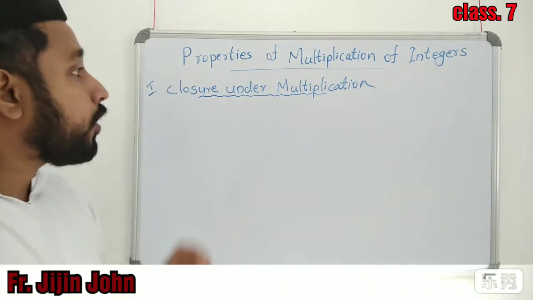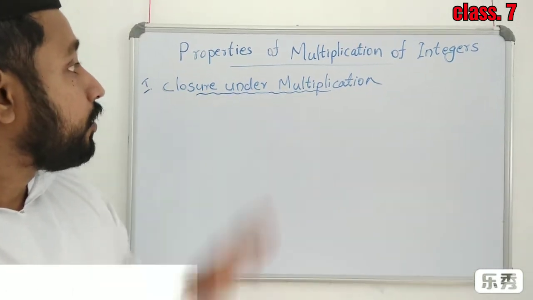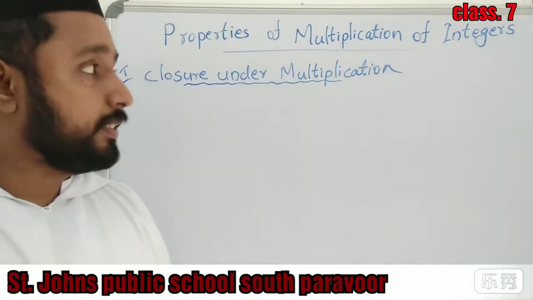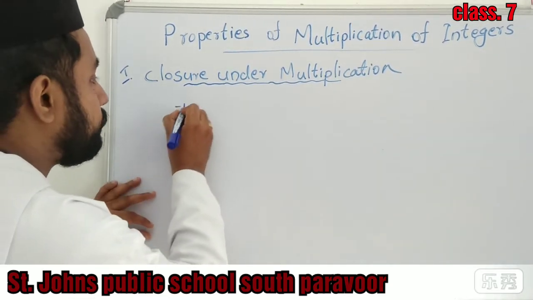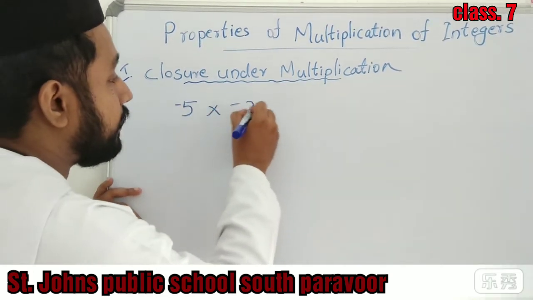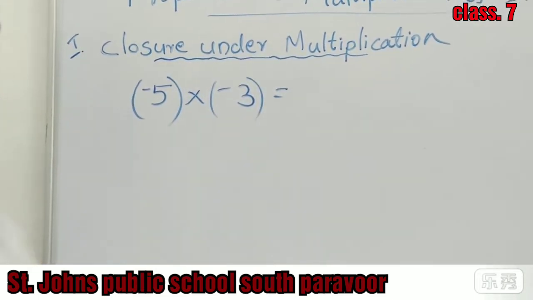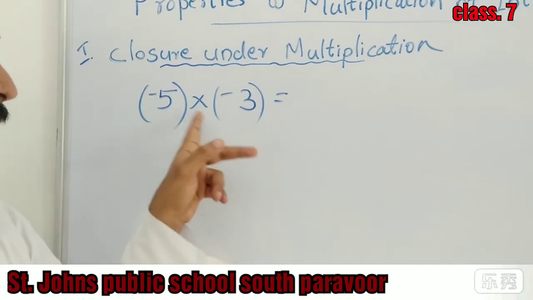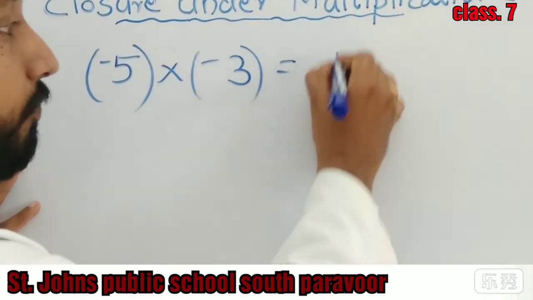First property is closure under multiplication. Let us check whether integers are closed under multiplication, or whether the closure property is applicable for integers. I am going to write some examples. Minus 5, it is an integer, into minus 3. I am going to multiply minus 5 and minus 3. What is the answer? Multiplication of two negative integers is a positive one. So 5 into 3, 15.